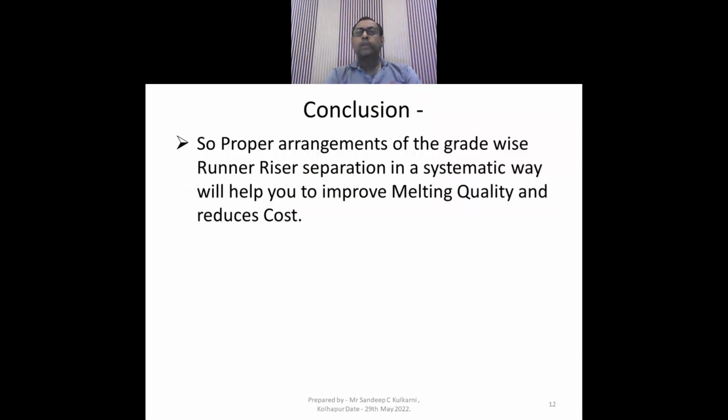So a proper arrangement of grade-wise riser separation in a systematic way will help you improve melting quality and reduce cost.